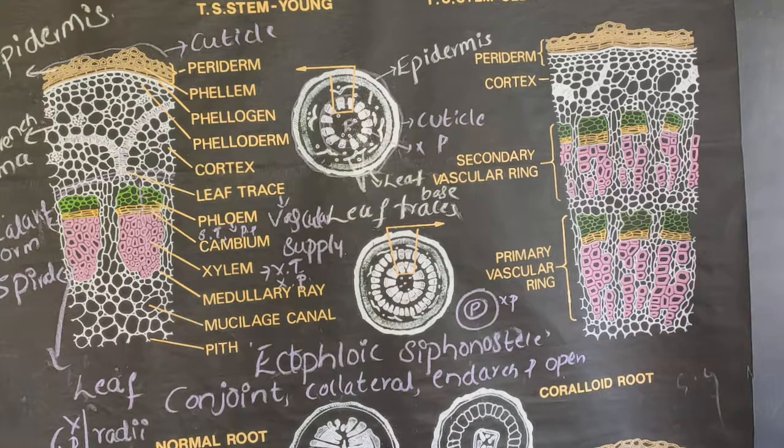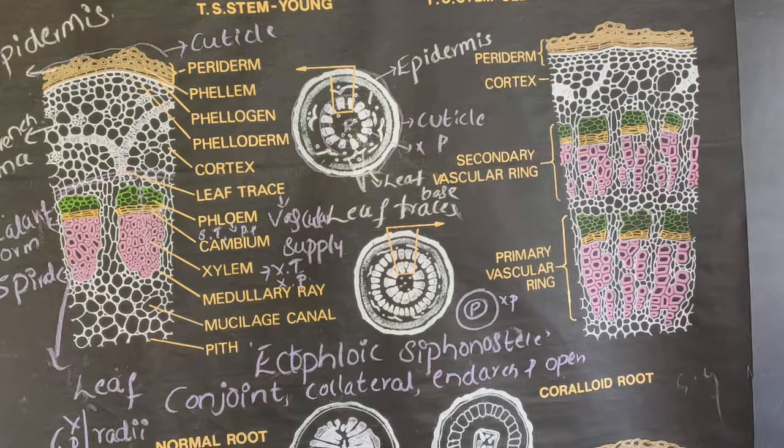Vascular bundles in case of cycas stem are said to be ectophloic siphonostelic, which means the central pith is surrounded by a layer of xylem and the layer of xylem is surrounded by a layer of phloem. The vascular bundles in the young stem are conjoined, collateral, endarch and open. In xylem, vessels are absent; only tracheids and xylem parenchyma are present. In phloem, sieve tube elements and phloem parenchyma are present, and companion cells are absent.